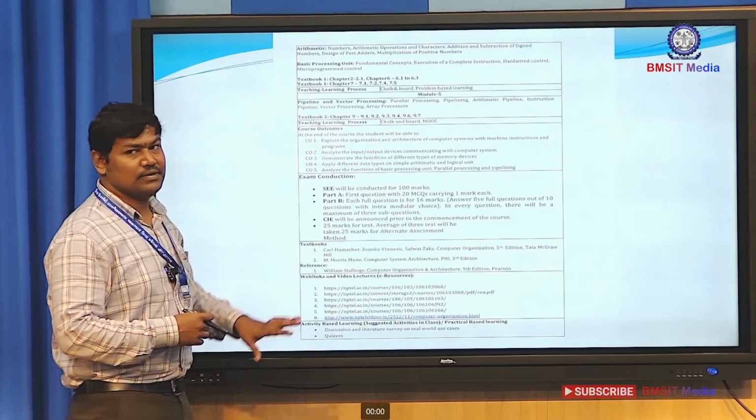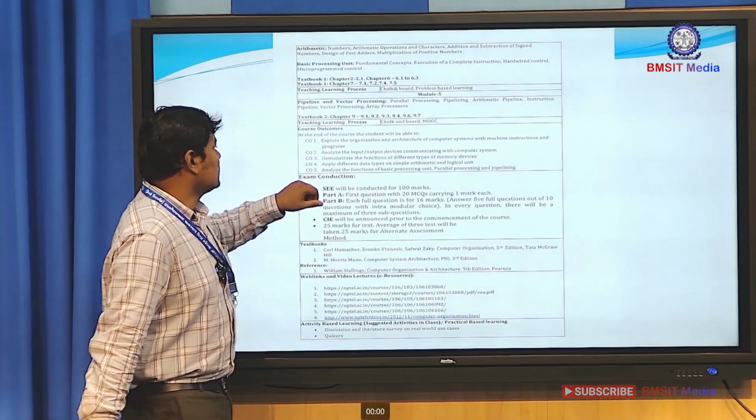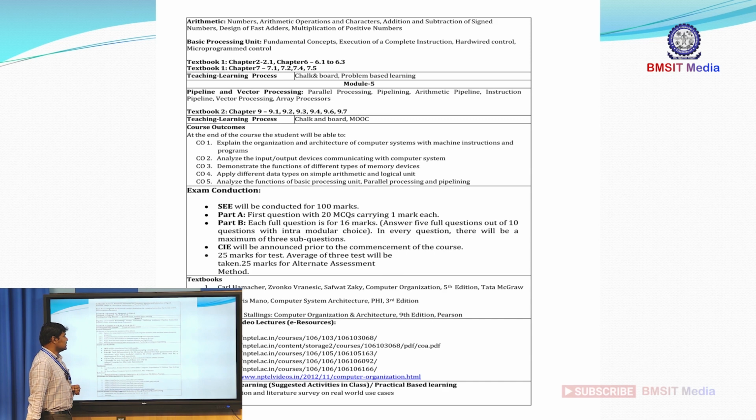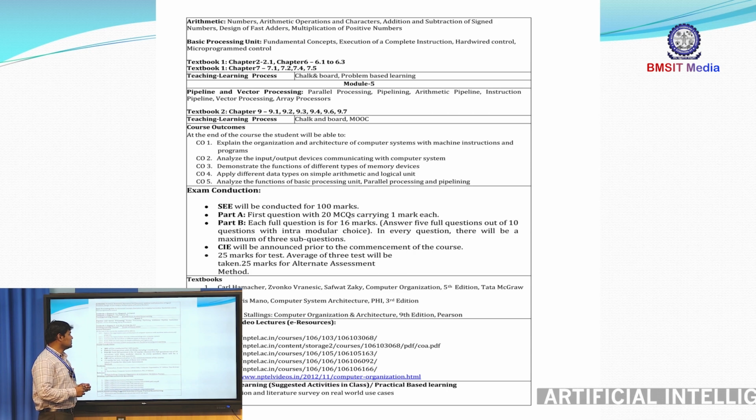In this course we have a total of 5 course outcomes. The first outcome is to explain the organization and architecture of a computer system with machine instructions and programs. The second course outcome is to analyze the input output devices communicating with computer systems. The third course outcome is to demonstrate the functions of different types of memory devices. The fourth outcome is to apply different data types on a simple arithmetic and logical unit. The fifth course outcome is to analyze the functions of the basic processing unit, parallel processing and pipelining.